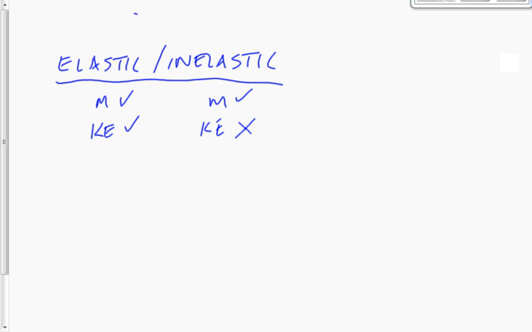Good? Okay, if I gave you an example of a collision, let's say two cars collide and they bounce apart. Do we know right now whether that's elastic or inelastic? Could it be elastic? Yes, it could be elastic. Although in all likelihood, if two cars collide, it probably won't be elastic. But if they bounce apart, it's possible. Sometimes it's elastic, sometimes it's inelastic if they bounce apart.